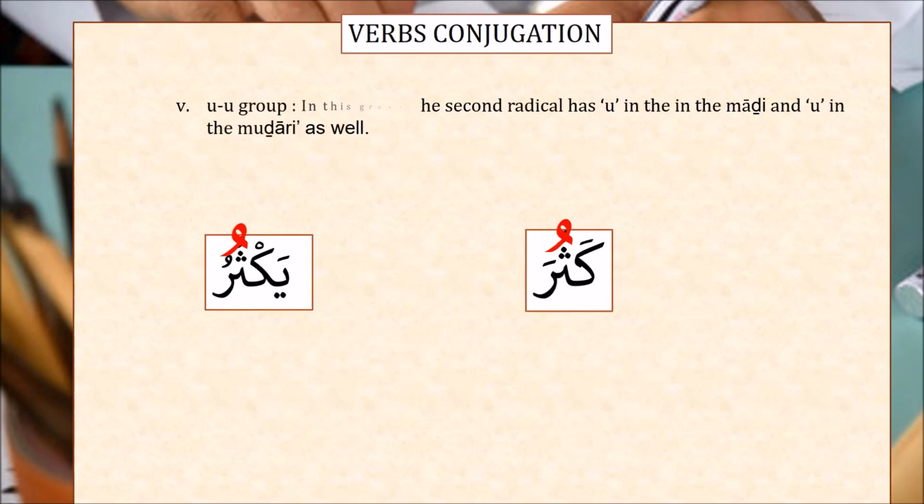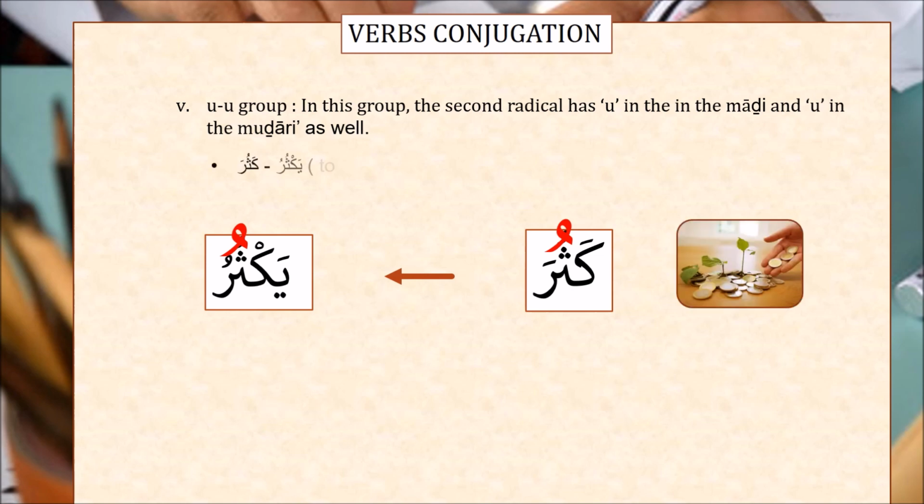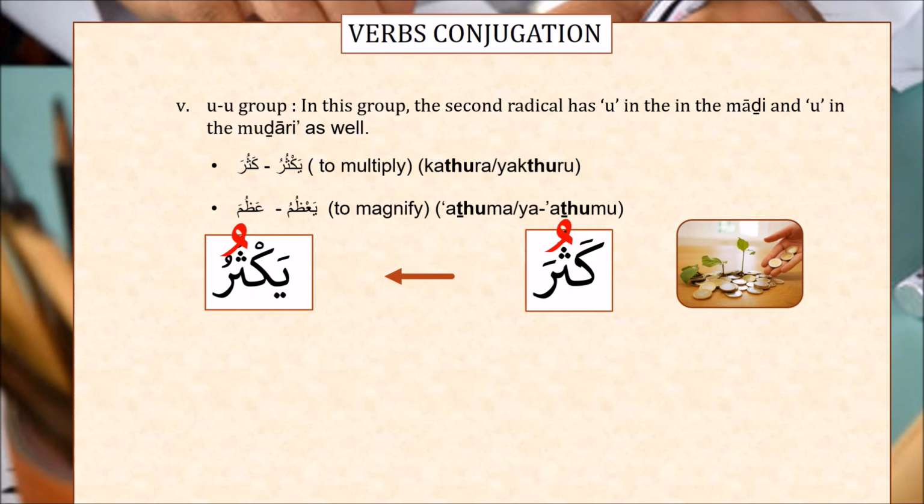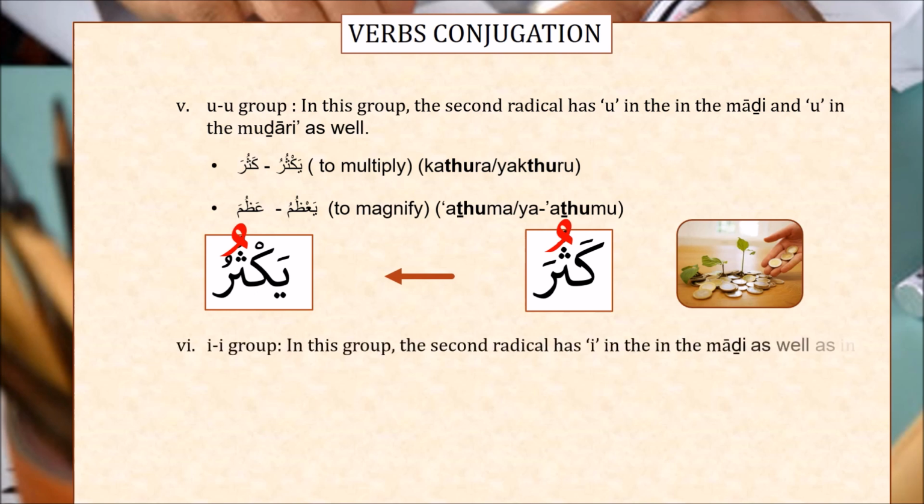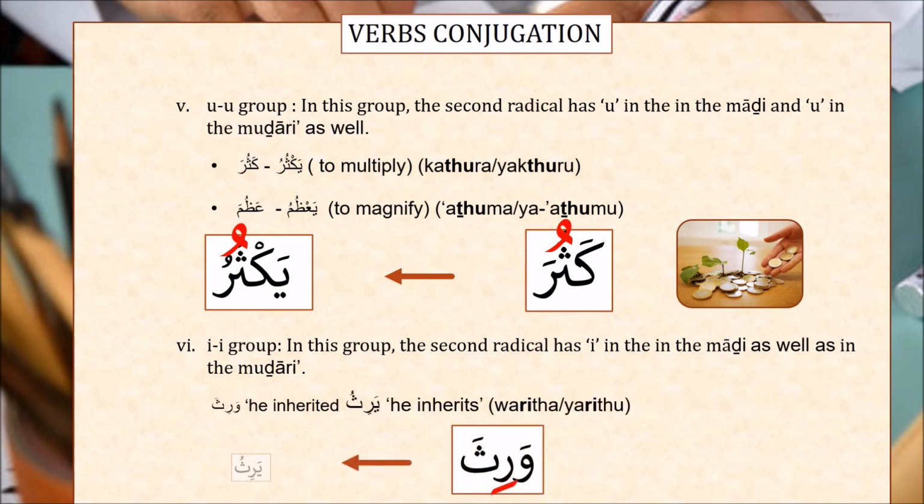The UU group comes next. In this group, the ainul fi'l retains a dhamma that it takes in the madi when eventually the mudari' is formed. Examples are kathura yakthuru and adhuma ya'dhumu. The II group comes last on the list. And an example is waritha yarithu.